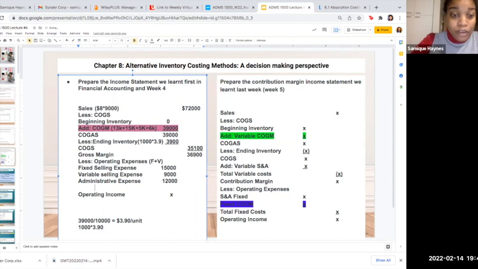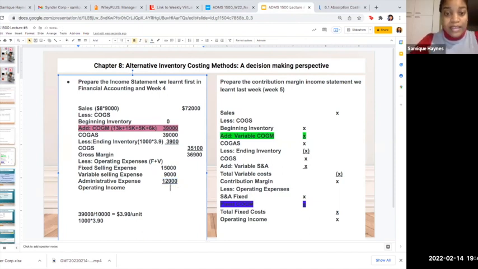So now we have our total expenses. Total selling and administrative expenses, and that is a total of 36,000. So our operating income is 900. All right. That's the regular income statement we learned before, where we join the fixed and the variable cost together.